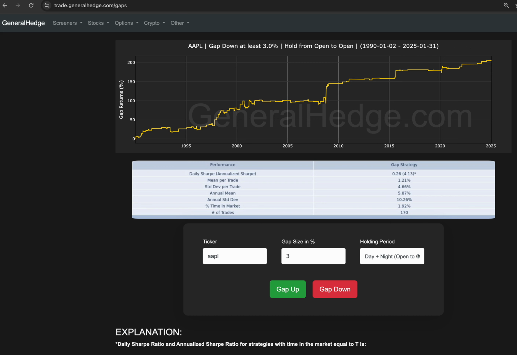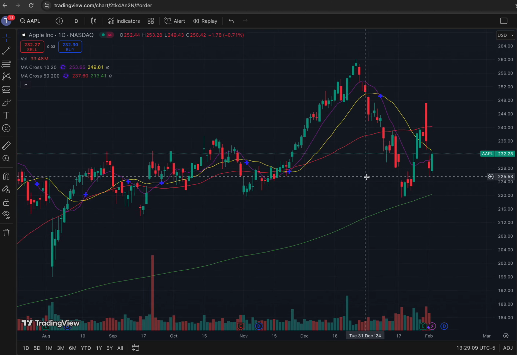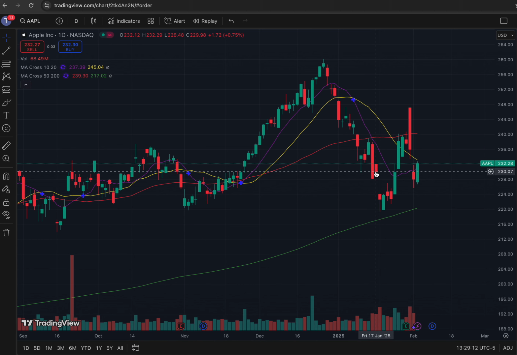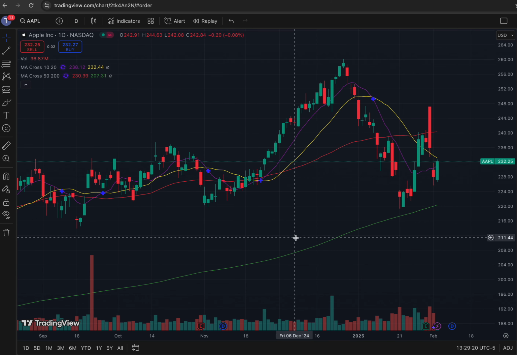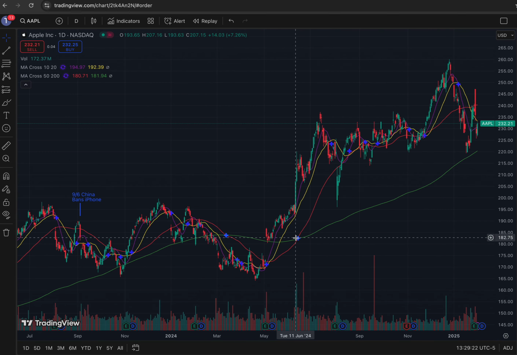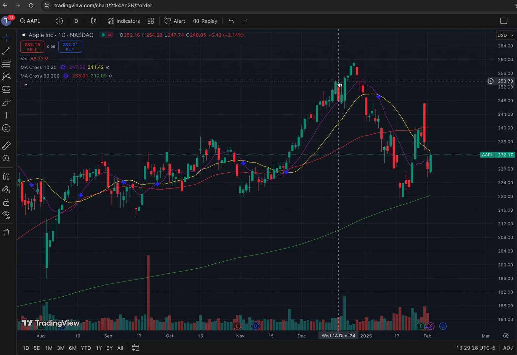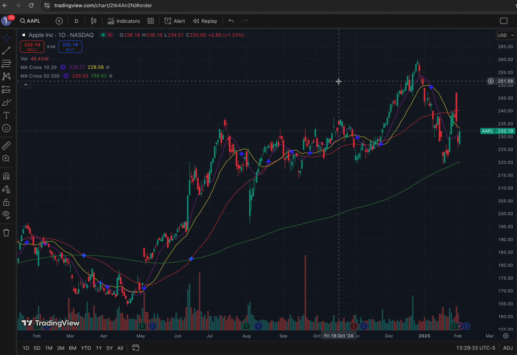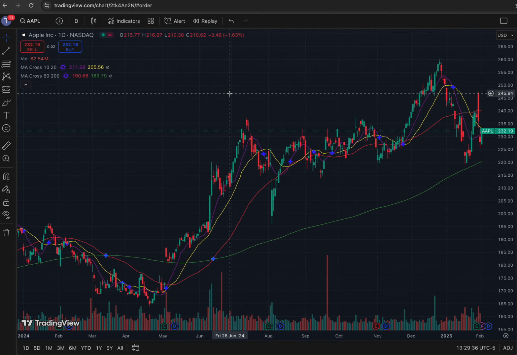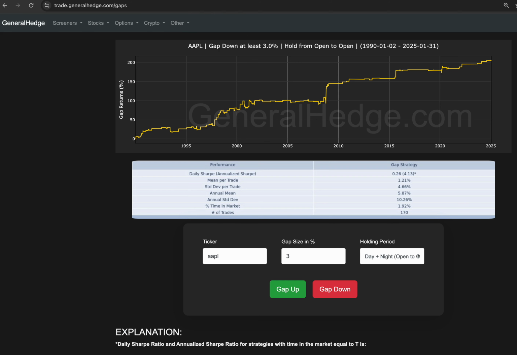And so the idea is that we are looking for gaps. So let's say Apple closed here on this day, and then the next day it opened here, and so eventually it recovered. But it's essentially just trying to buy panic, right? A gap down can be related to real fundamental news, but stocks just tend to mean revert. So this is why we look at this gap strategy.